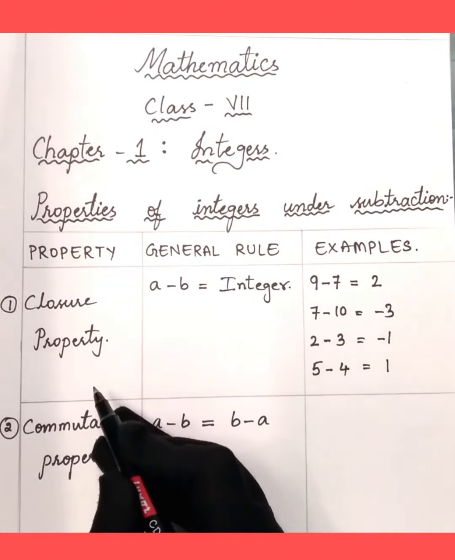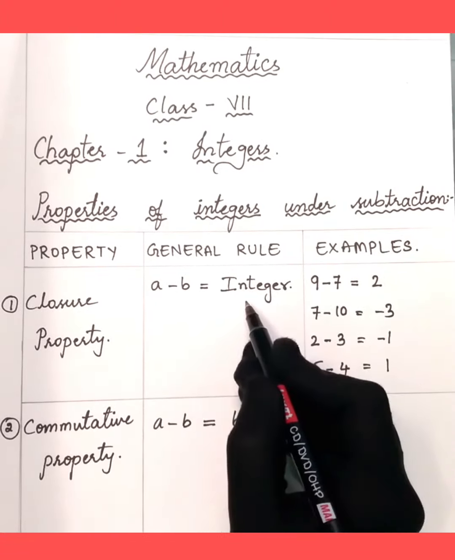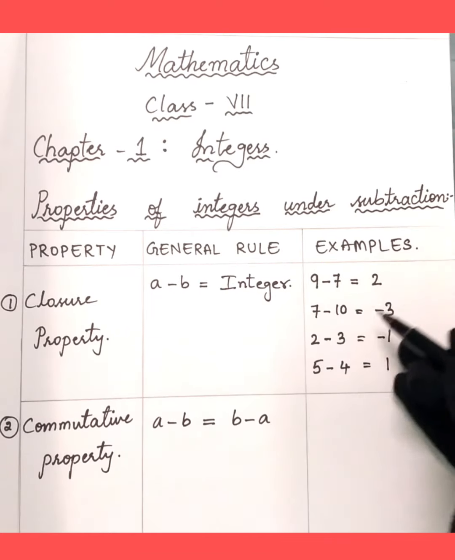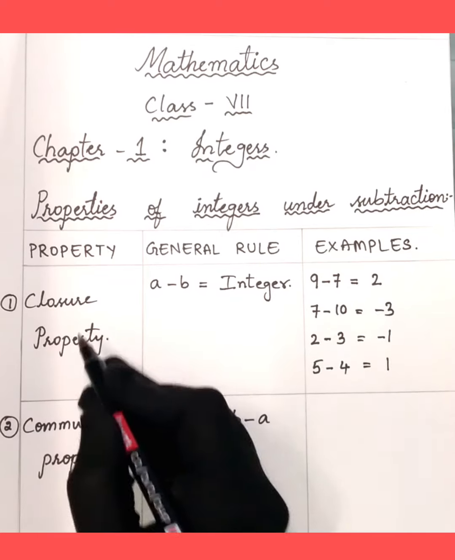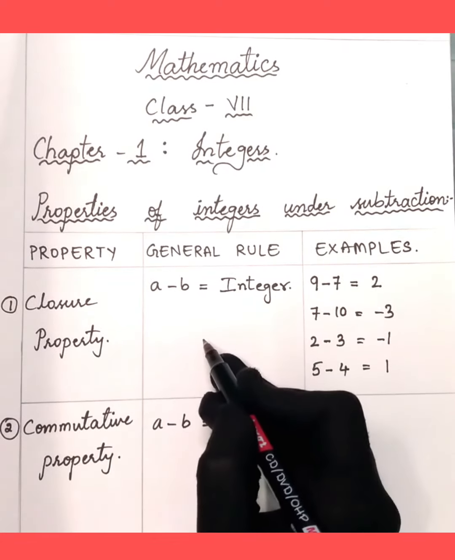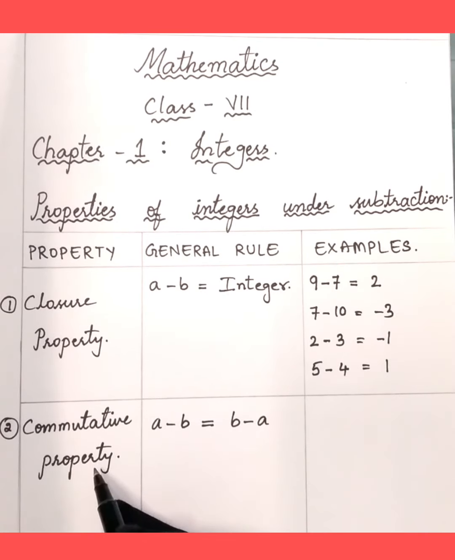So closure property is, if two integers are there, when you subtract them, we get an integer. That means all these examples obey this rule. So closure property holds under subtraction. Next property is commutative property.